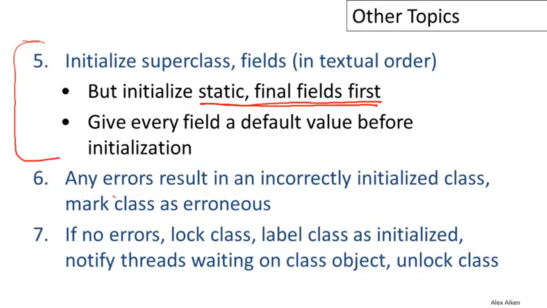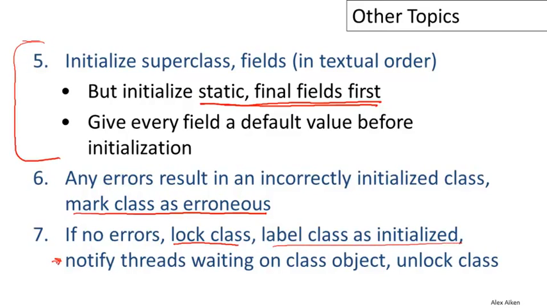Now, if there's an error during initialization, so some part of the initialization throws an exception, then we're going to mark the class as erroneous. Okay, we're going to mark this class as no good and can't be used, and that's the best that we can do. So if there's an exception during initialization, we just have to give up on that class, and so it gets a special mark on it saying that it's erroneous. And if there are no errors, if we succeed in initializing the class without any errors, then we're going to lock the class again. We will label the class as initialized, all right, and then we'll notify the threads that are waiting on the class object.